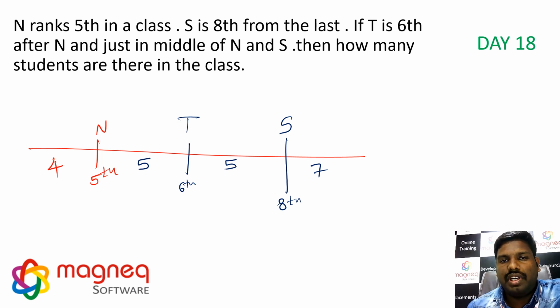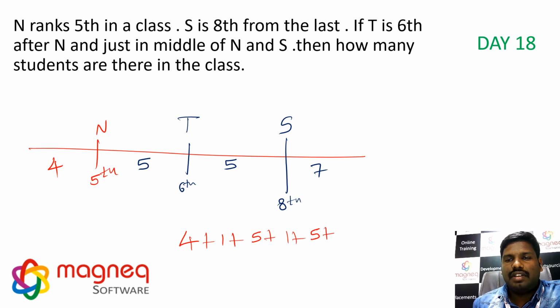Then how many students are there in the class? 4 plus 1 plus 5 plus 1 plus 5 plus 1 plus 7. Total sum: 5 plus 5, 10, 7 plus 3, 10, 4, 24. So answer 24.